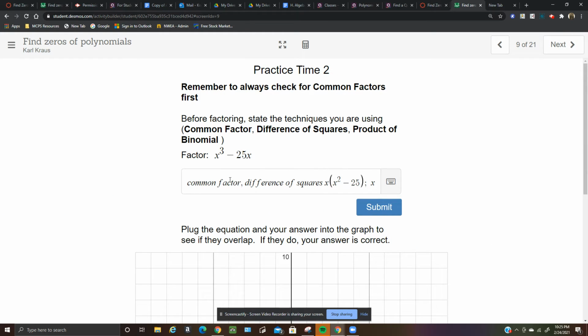Second one is find the common factor and then do the difference of squares. So x is common to both of these. X cubed divided by x is x squared, and then negative 25x divided by x is negative 25. And then I want to factor what's inside the parentheses there. So this is a difference of squares also. So square root of x squared is x, square root of 25 is 5, put a minus and a plus.